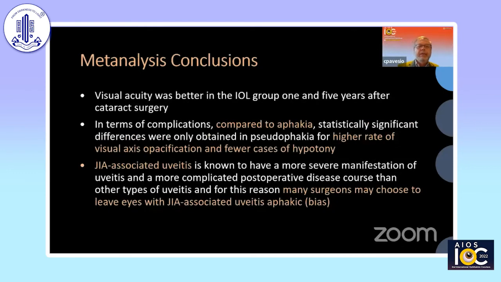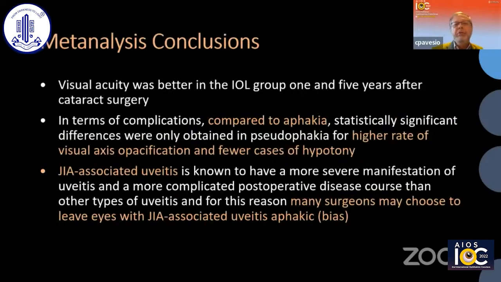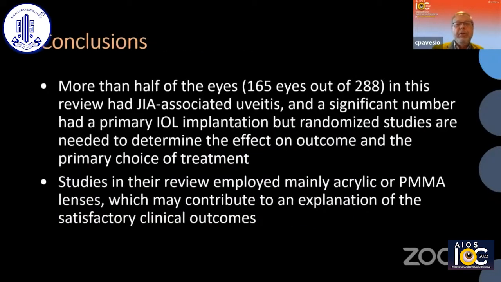In terms of other conclusions, in terms of complications compared to aphakia, you had a higher rate of visual axis opacification with the patients receiving the implant, but you had fewer cases of hypotony. And also JIA-associated uveitis is known to be an important cause, as I mentioned before. So there's an element of bias here of the surgeons knowing of that already, avoiding the use of lenses in these patients. So what we see here is that even though we had a large number of patients receiving lenses here, it's still necessary to really conduct proper randomized studies to reach these conclusions, which are based at the moment on this, the level of evidence we have is what I'm showing you now.